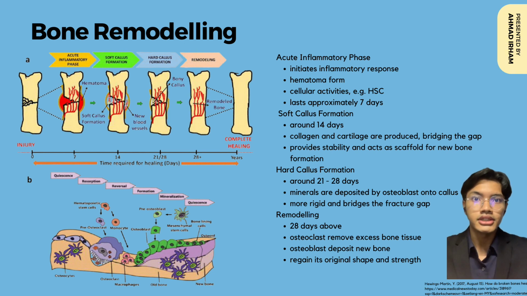The third phase is hard callus formation, which is around 21 until 28 days. Minerals are deposited by the osteoblast onto the callus. It is more rigid and bridges the fracture gap. So the last phase is the remodeling, which occurs around 28 days and above. The osteoclast removes excess bone tissue, and the osteoblast deposits the new bone in this phase. So the bone regains its original shape and strength.